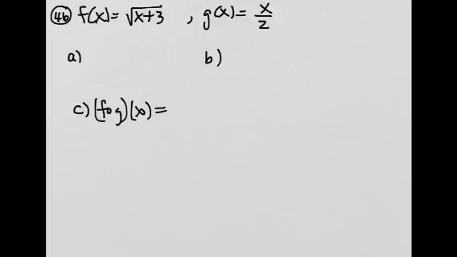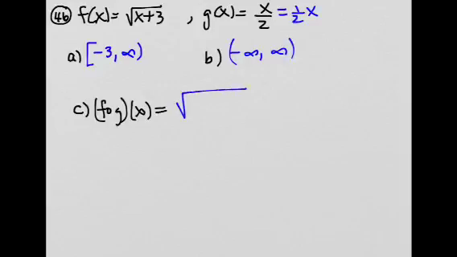Okay, so the domain for f of x is all numbers greater than or equal to negative 3. Okay. For g, well, g is the same as writing 1/2 x, so it's a linear function. You could write it either way. It's a linear function, so the domain is all reals. Okay. And for f of g of x, we're going to replace the x in f of x, which we only have one right here, with this function. Okay, so we have square root of x over 2 plus 3.